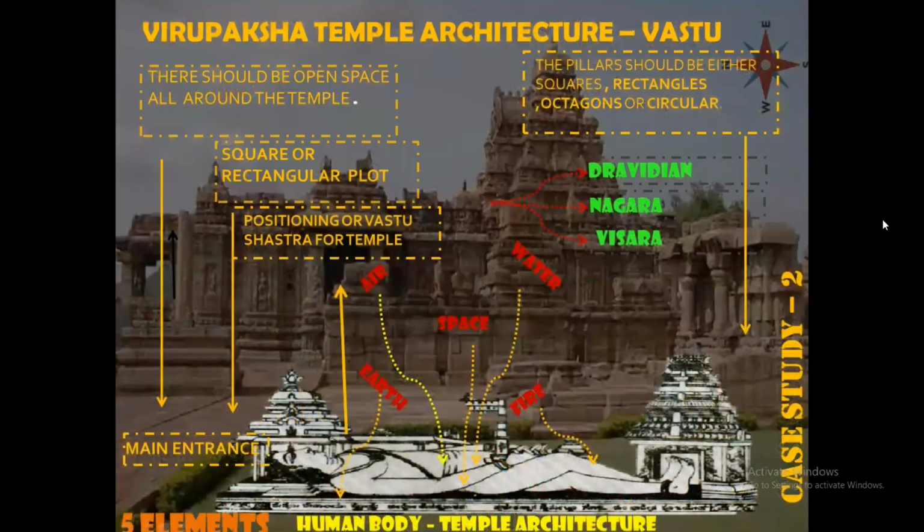In India, there are two types of architectural styles. One is the Nagara style or the North Indian style, and the other is the Dravidian style or the South Indian style. We will see about a Dravidian style temple, that is the Virupaksha temple in Karnataka. The Virupaksha temple has its entrance towards the northeast direction. There is a square or rectangular plot. There is open space all over the temple so that fresh air keeps coming in. The pillars are either squares, rectangles, octagons, or circles, and the color of the pillars is usually red or brown.